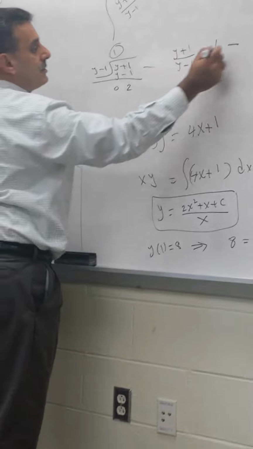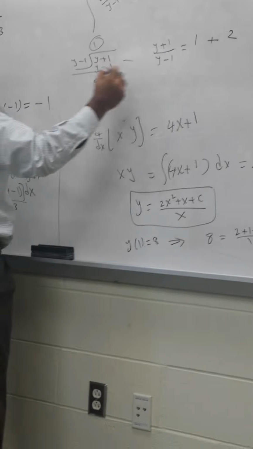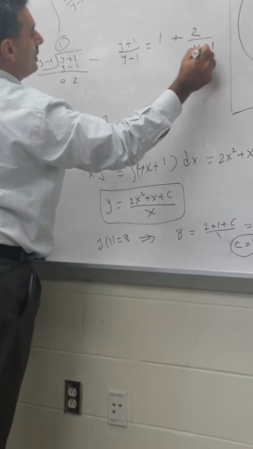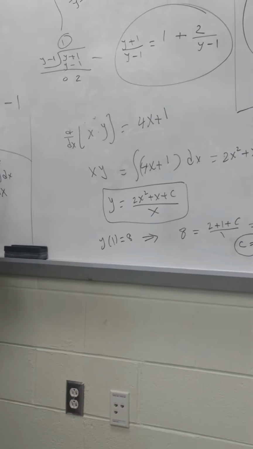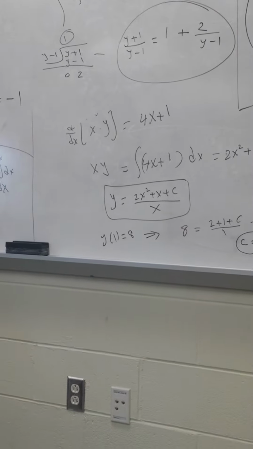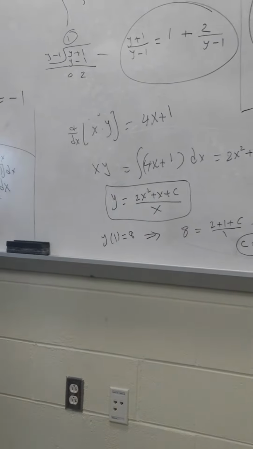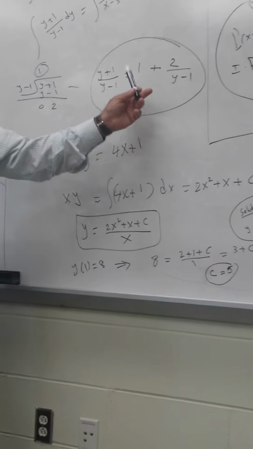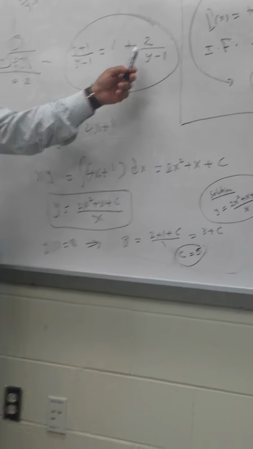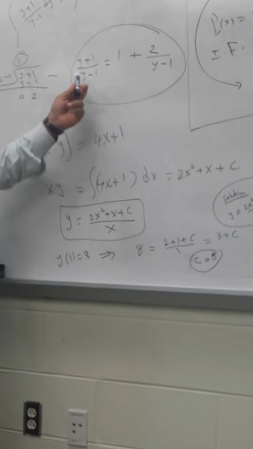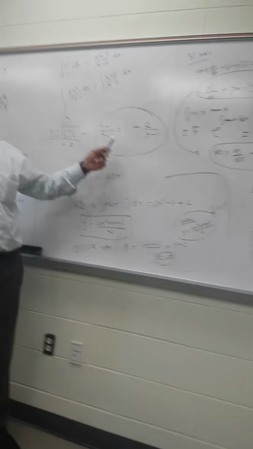And the remainder is 2. So it is 1 plus 2 over y minus 1. So you can reduce it by long division. Which means if you take these two fractions and combine them, you should end up with this fraction. And that's obvious, you can test that.